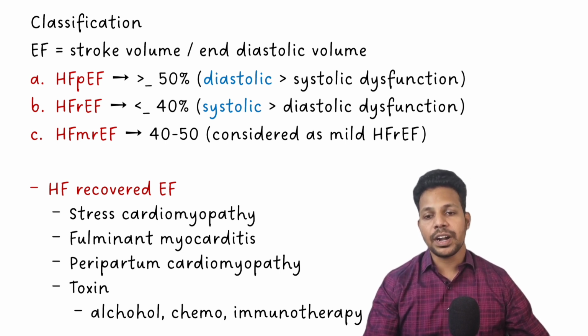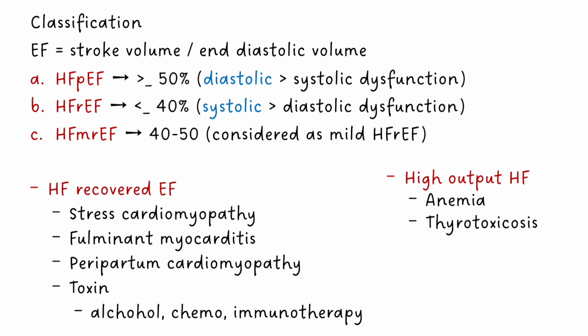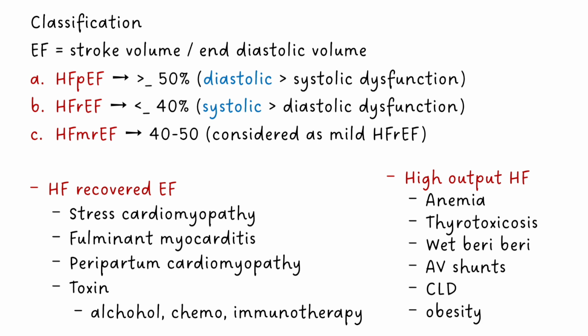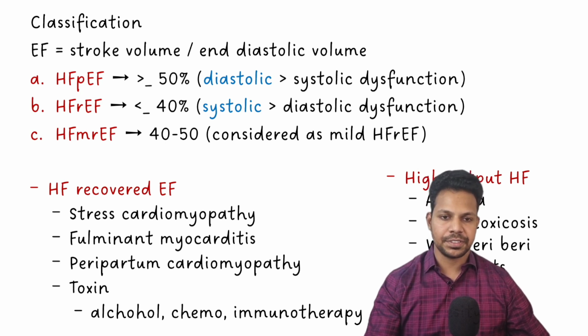Now, high output heart failure. Where do you see high output heart failure? The high output heart failure can be seen in anemia. These are all the hyperdynamic states as such. Thyrotoxicosis, wet beriberi, arteriovenous shunts, may it be iatrogenic or pathological, chronic liver disease, and obesity. All of these causes can result in high output heart failure.